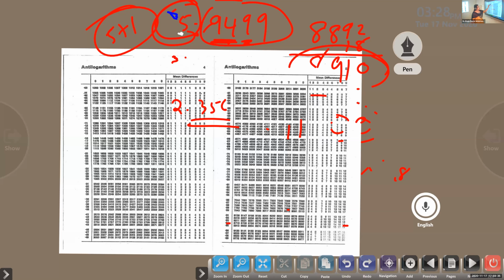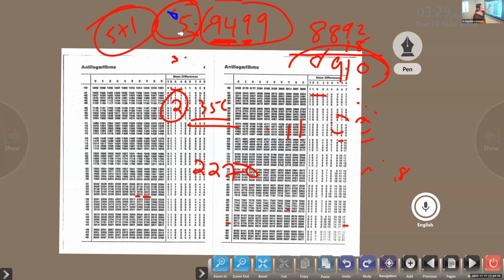2.356, this is 2. So in this answer, your digits should be shifted by 3. How many numbers in this? You have to shift it plus 1. So your answer is going to be 227.0, because that many places have to be shifted. So that is finding log and anti-log.